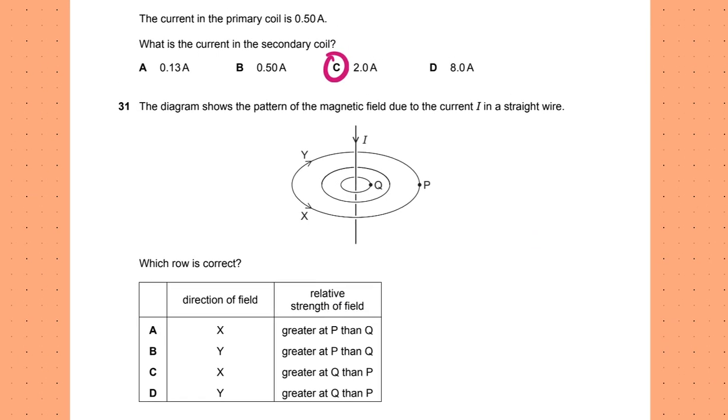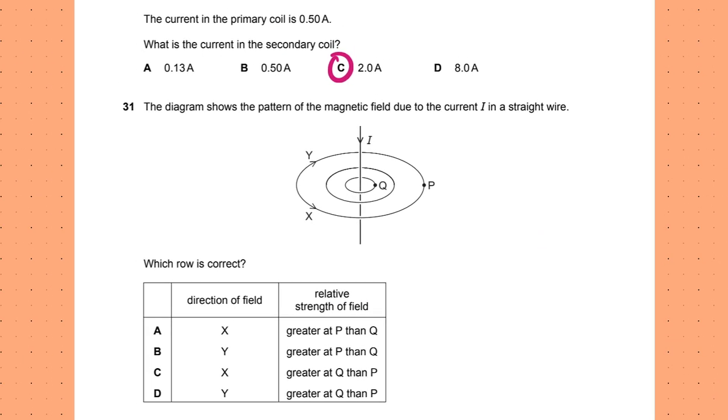The diagram shows the pattern of the magnetic field due to a current I in a straight wire. Which row is correct? So direction of field. All right, so this is current into the plane of the page. So if I just curl this around, I will see that Y is correct, right? That's how the current is supposed to go. So it's Y. And field is greater at P or Q, so it's definitely greater at Q because the field lines are closer together there. So 31 is D.